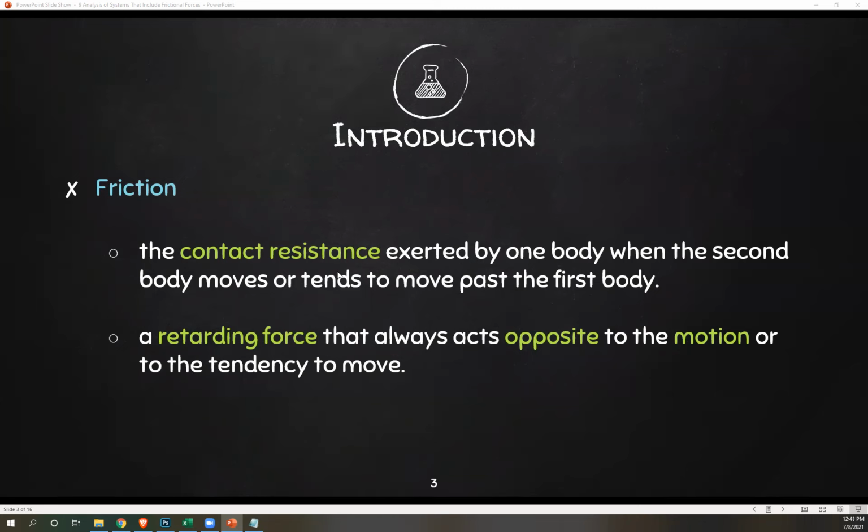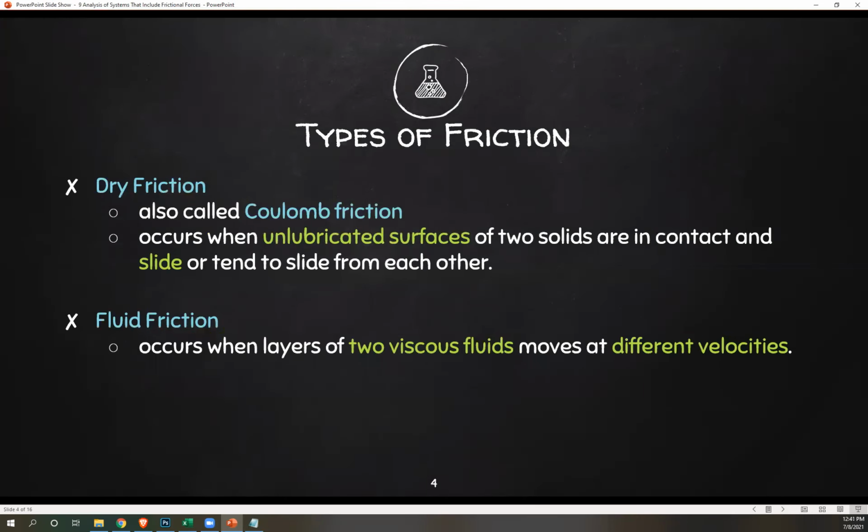That's why we have your static and kinetic friction. Friction is also a retarding force that always acts opposite to the motion or to the tendency to move. So pretty basic stuff from your physics classes. It's just a review.